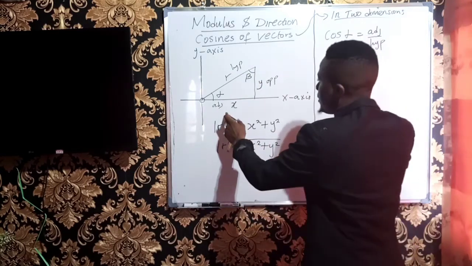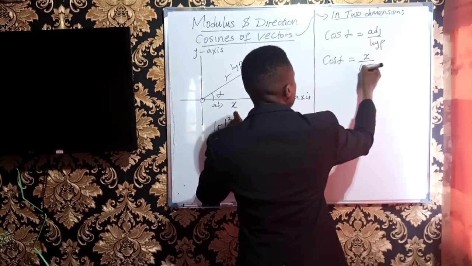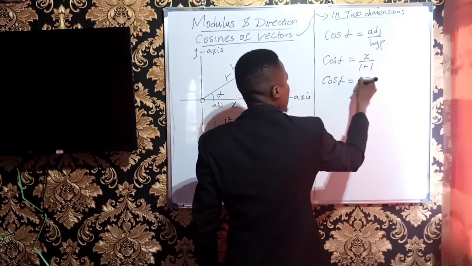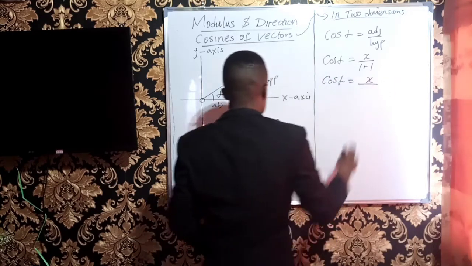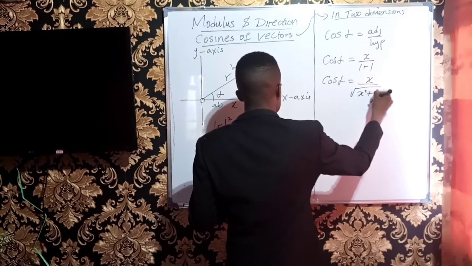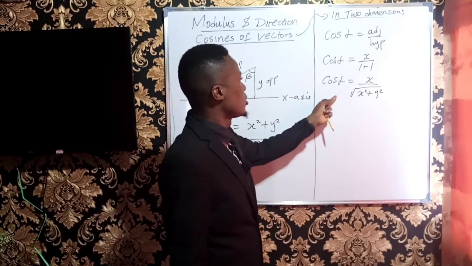So cos alpha will now be adjacent, which is x, over hypotenuse, which is the modulus of r. So I can write that my cos alpha is now x over the modulus, and modulus is just the square root of x squared plus y squared. So this can serve as the direction cosine for cos alpha.